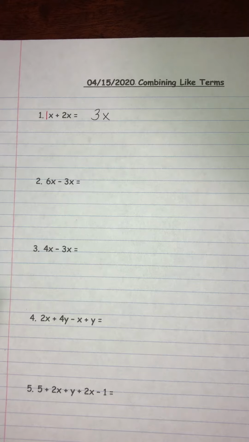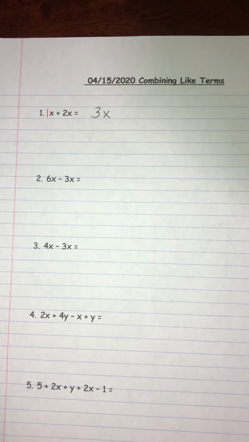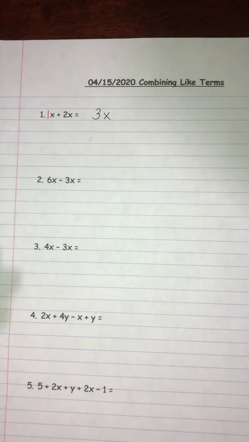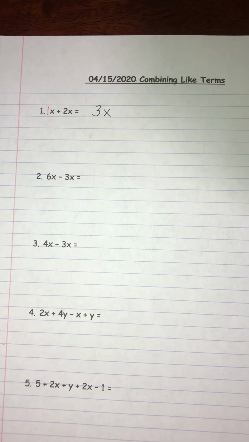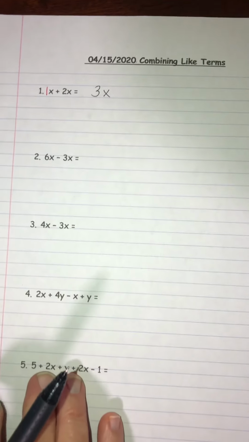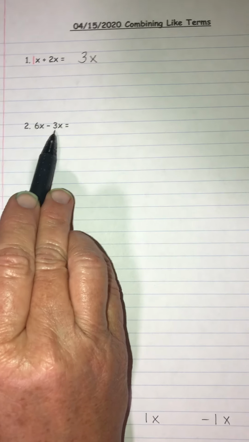Now, a lot of times in class when we did this, you'd say, is that it? We don't have to solve for anything? Well, we just did. We combined like terms. That's all we did. We said 1 plus 2 is 3, keep the x. Very simple. The next one, we have 6x minus 3x.